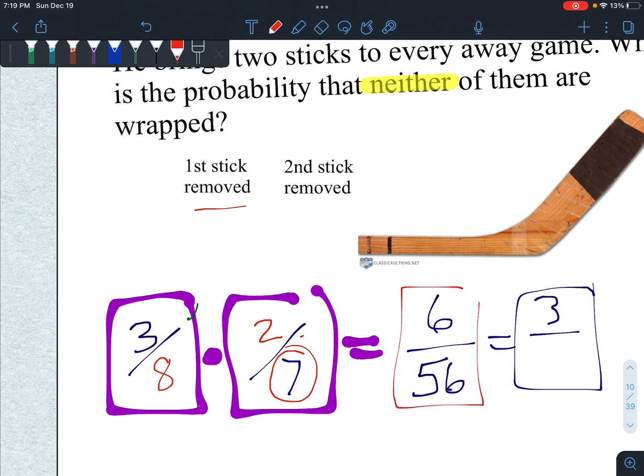So 6 out of 56, which, smaller numbers, we should be able to reduce, dividing them both by 2, we get 3 out of 28. Okay?